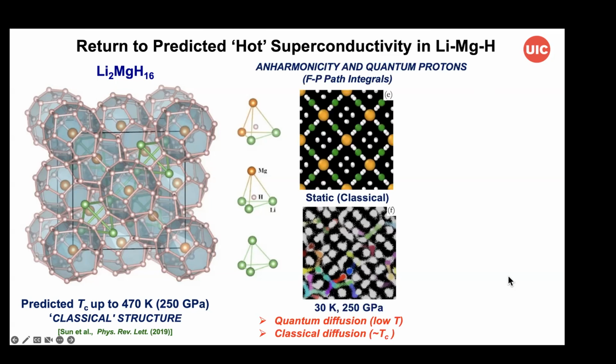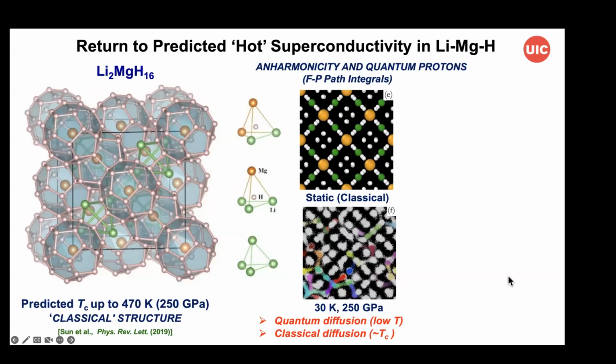So this motivated a series of calculations, both classical and path integral calculations, to look at these two effects, and in fact, what we find is that at high temperatures, one has diffusive motion, rather extensive diffusive motion, very much like what you see in many other hydrides that aren't superconductors. And this is in the vicinity of the TC, and at low temperature, you can see this persist in a sense in terms of quantum diffusion.